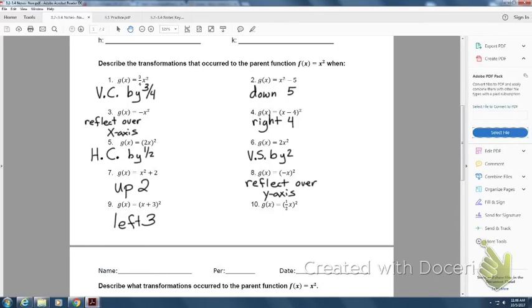Gracie, number 10. Is it an A or a B, the 1/2? Is it inside parentheses or outside? Inside the parentheses. So it's a B, so it's horizontal. By what? Remember what we have to do with those. By 2.